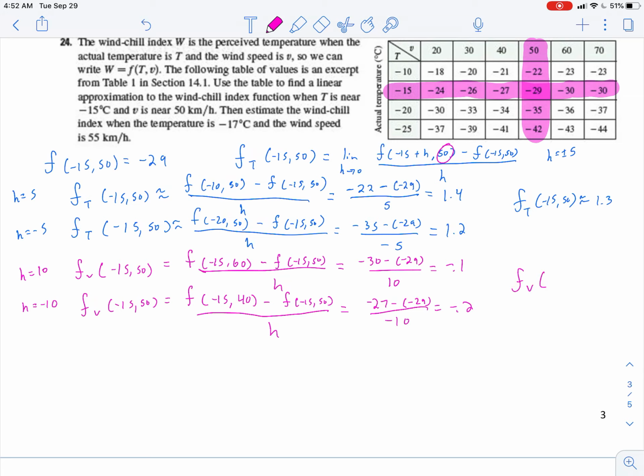So averaging those two out, we get our partial with respect to v, and that's going to be negative 0.15. Right?